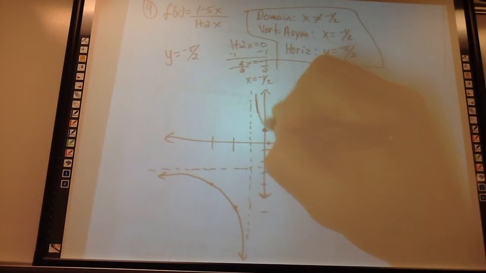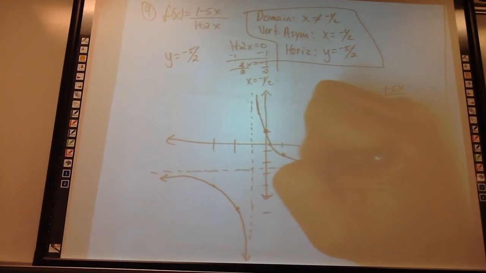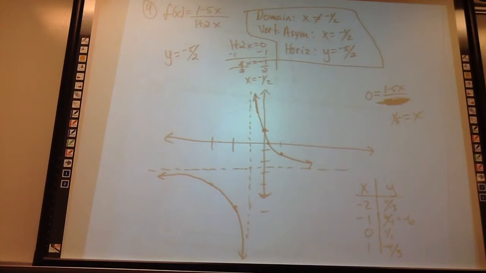Now we got a better graph. Pretty easy, right? Plugging in numbers. Get the asymptotes, plug in some numbers. That's it. That's all graphing is. Plugging in numbers. It really is.